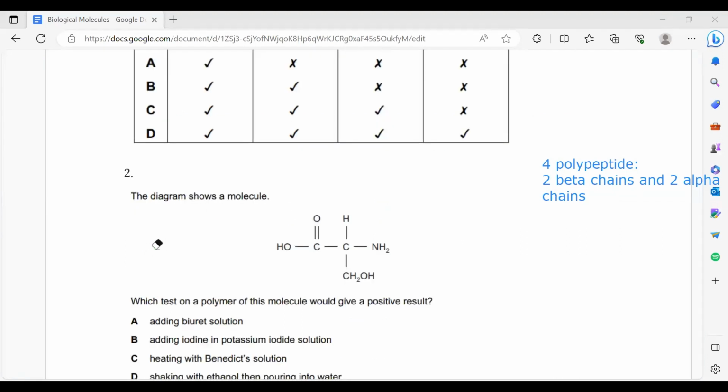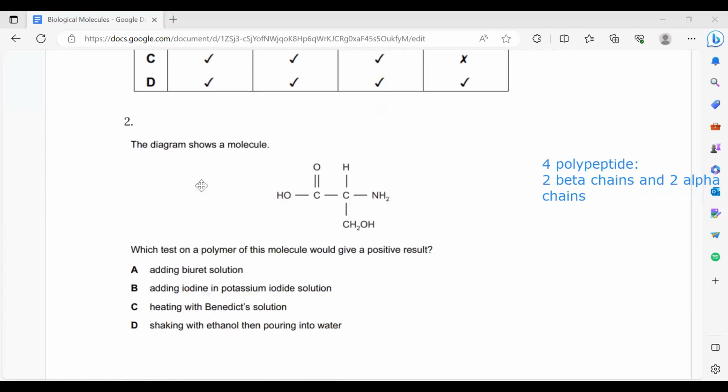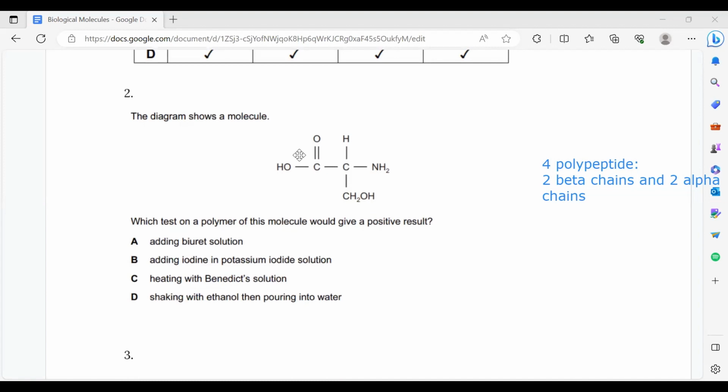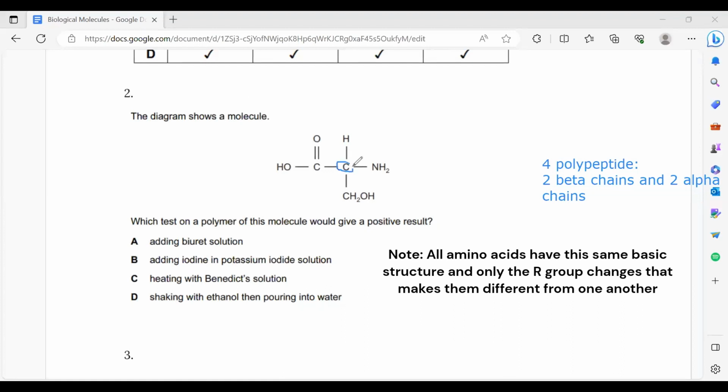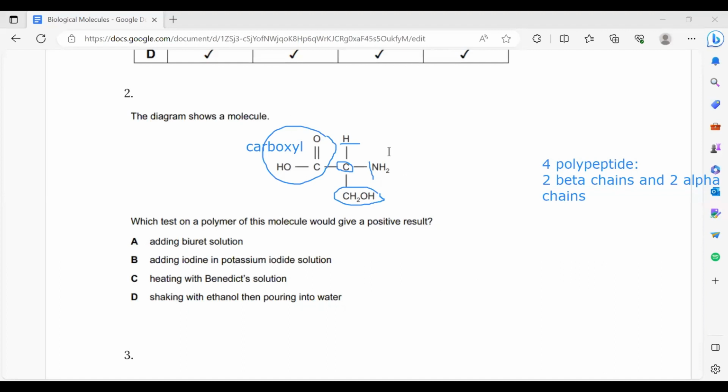Question number 2, the diagram shows a molecule, as we can see. To recognize this molecule is very simple because it has this carbon in the middle. It is also known as the alpha carbon, and this carbon is attached to one hydrogen, one NH2 group, which is also known as the amine group, and one COOH group, also known as the carboxyl group. And this is a variable group, so it changes. It's also known as the side chain or the R group. So the molecule shows a basic structure of an amino acid.